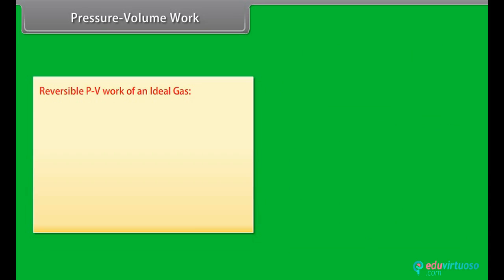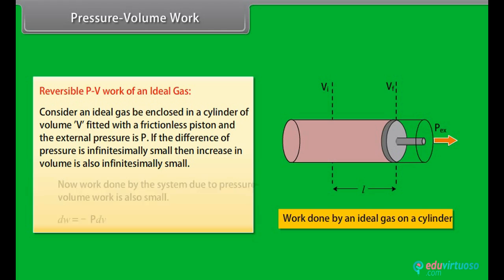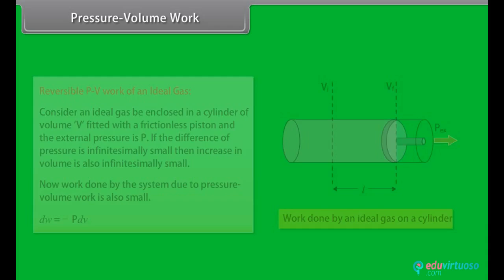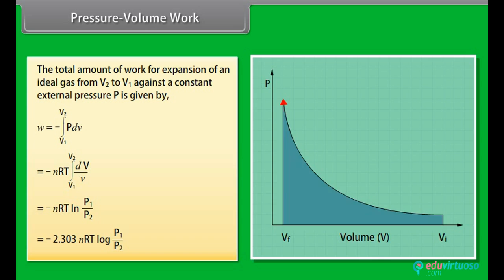Reversible PV work of an ideal gas. Consider an ideal gas enclosed in a cylinder of volume V fitted with a frictionless piston and the external pressure is P. If the difference of pressure is infinitesimally small, then increase in volume is also infinitesimally small. Now, work done by the system due to pressure volume work is also small. The total amount of work for expansion of an ideal gas from V1 to V2 is given by minus 2.303 nRT log P1 upon P2.